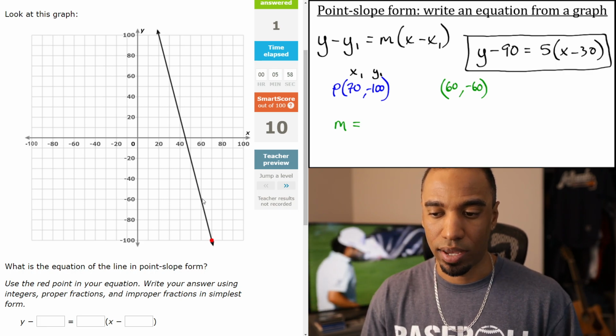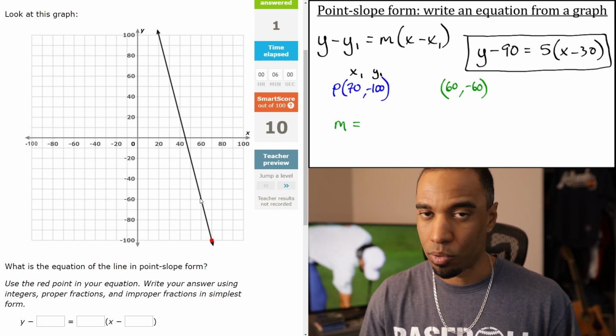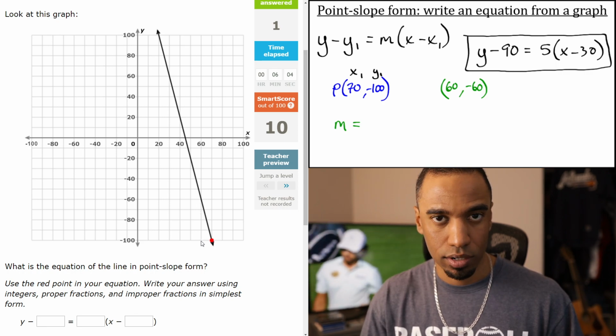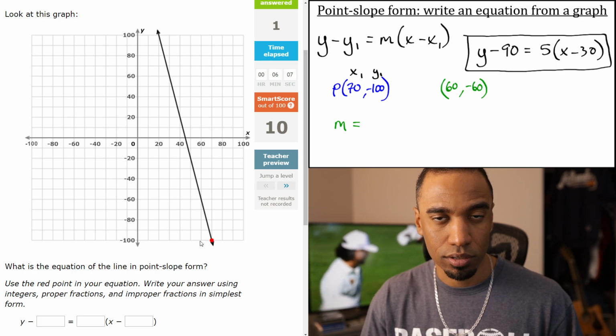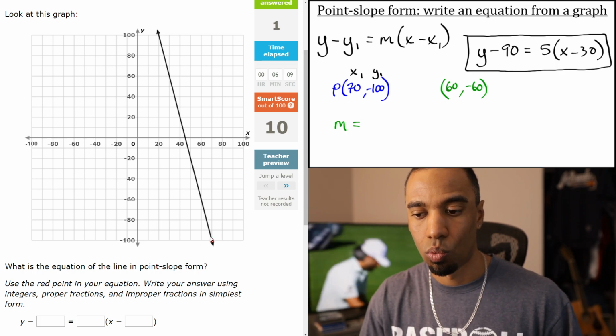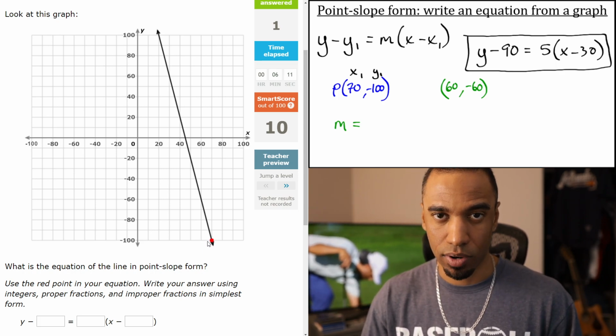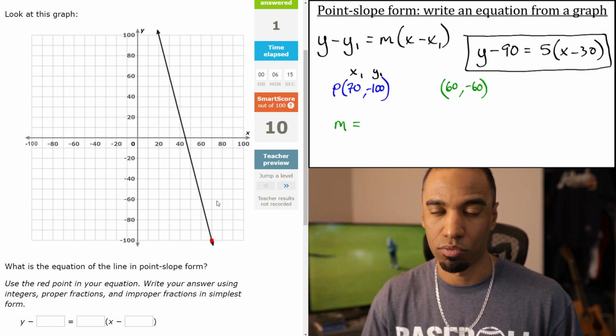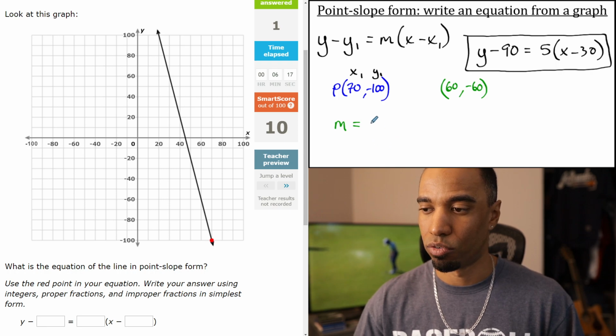So from this point, I'm going to go down. I'm going to fall 1, 2, 3, 4. That's a negative 4 for a fall. I'm going to run 1 to the right. That's a positive run. A fall of 4 is negative 4. A run to the right of 1 is a positive 1. My slope is negative 4 over 1, and that is negative 4.